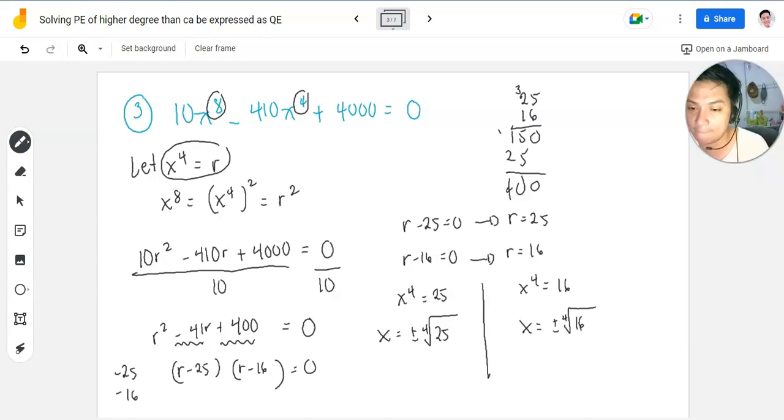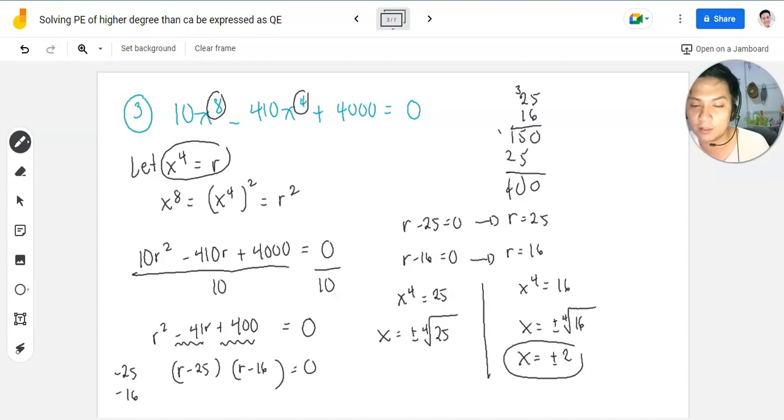So, dito tayo mag-umpisa. Fourth root of 16. So, anong number when you use 4 times as a factor will give us 16 as the product? Meron, di ba? May eksaktong sagot dyan. 2. Kasi 2 times 2 is 4 times 2, 8 times 2, 16. So, x equals positive or negative 2. So, ito ang 2 among the roots of this original equation. Polynomial equation of degree 8.